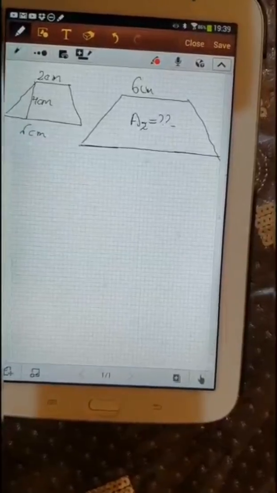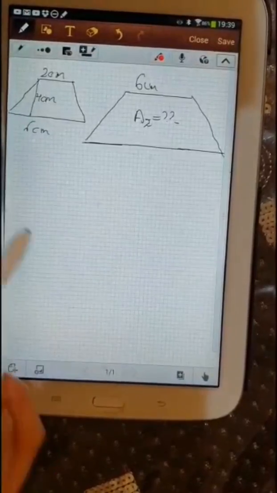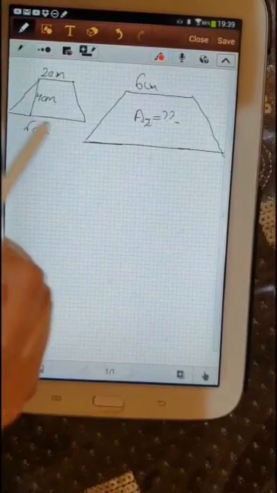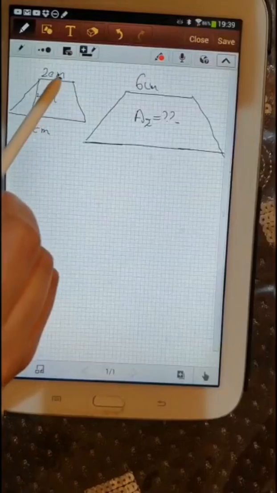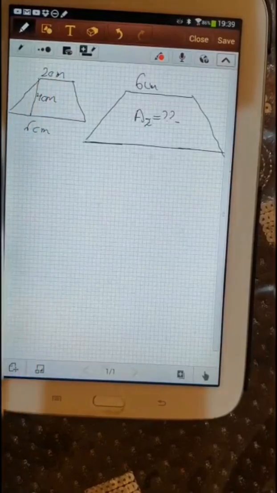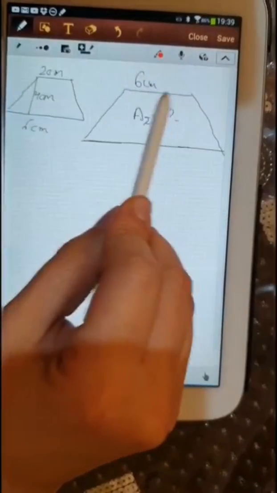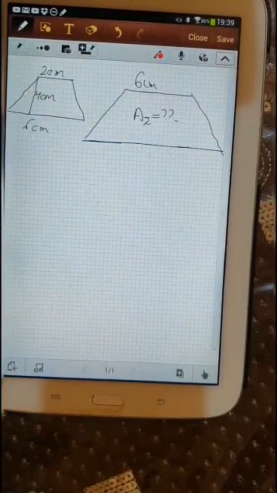Okay, so this is another type of question also. They give me two trapezoids here, and they give me that the length of this side in the small trapezium is 6 centimeters, and the length of this side is 2 centimeters, and the height is 4 centimeters. And they give me in the second trapezium that this side is equal to 6 centimeters, and they want me to find the area of the second part.